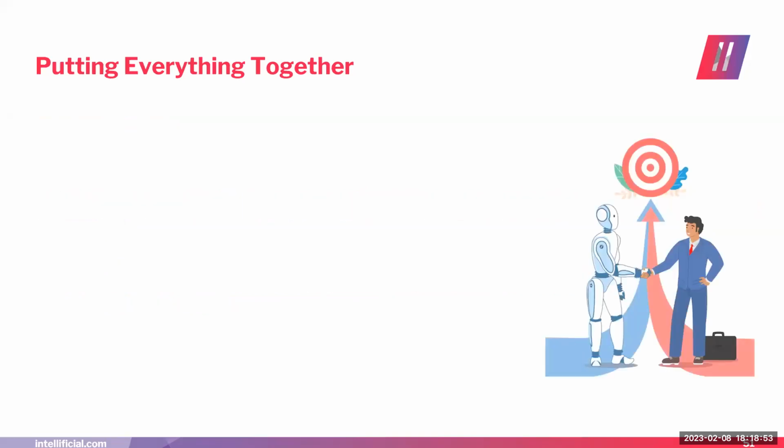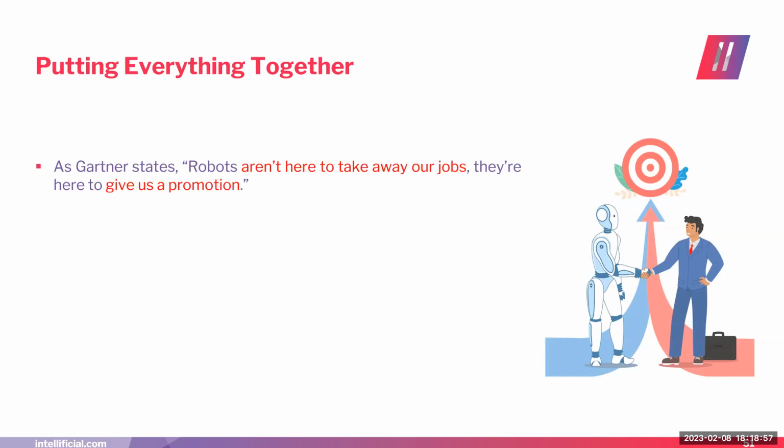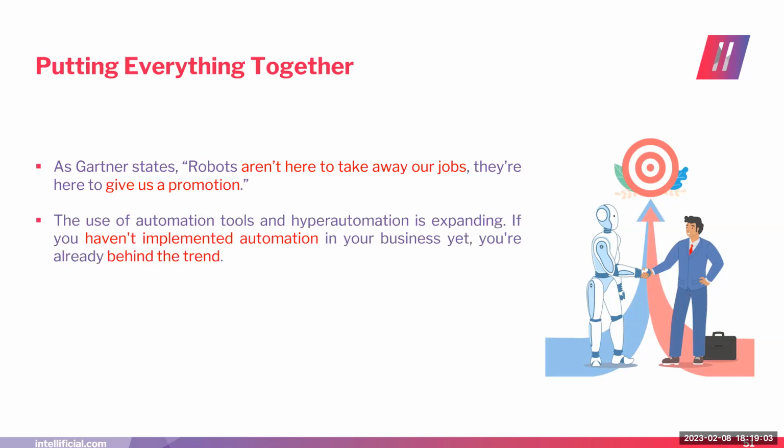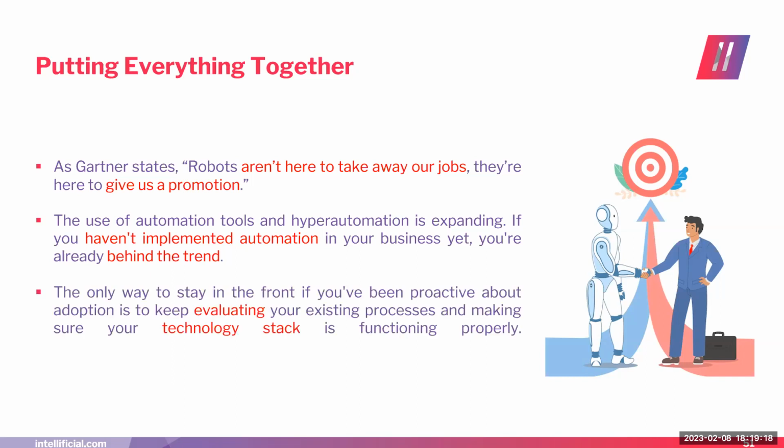So we are into the conclusion part. Let's put everything together. As Gartner says, robots here are not to take away our jobs, they are to give promotion. The use of automation tools and hyperautomation is expanding. If you haven't implemented automation in your business, you are already behind the trend. So put on your seatbelts and start implementing automation as soon as possible.